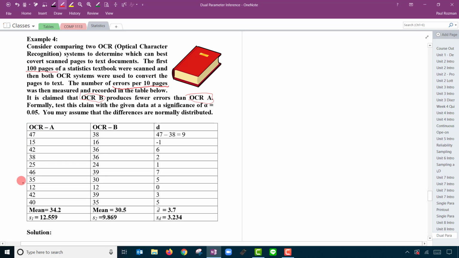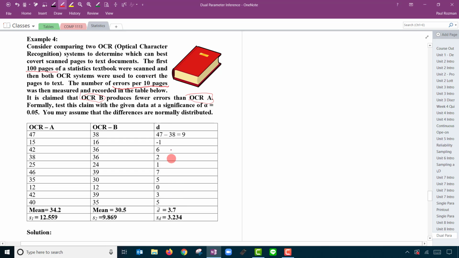Rather than just calculating the mean of this group and the mean of this group and comparing the means, we will attack this as, because they're dependent, we'll find the difference between each set of 10 pages. First 10 pages, the difference was 9. The next 10 pages, it was -1. I did my subtraction of A minus B in that order. You can kind of see that it looks like A is worse. It makes more mistakes than B, especially when you look at all these differences being positive.